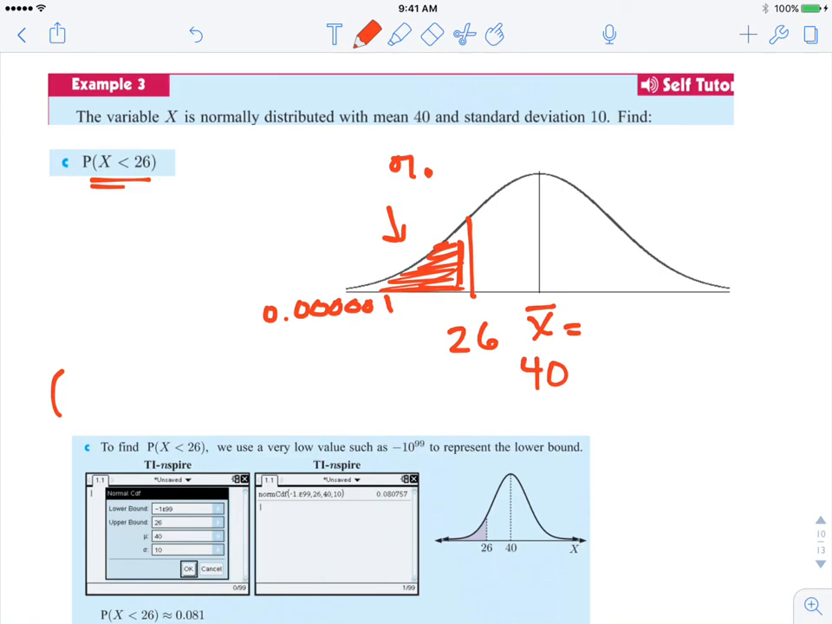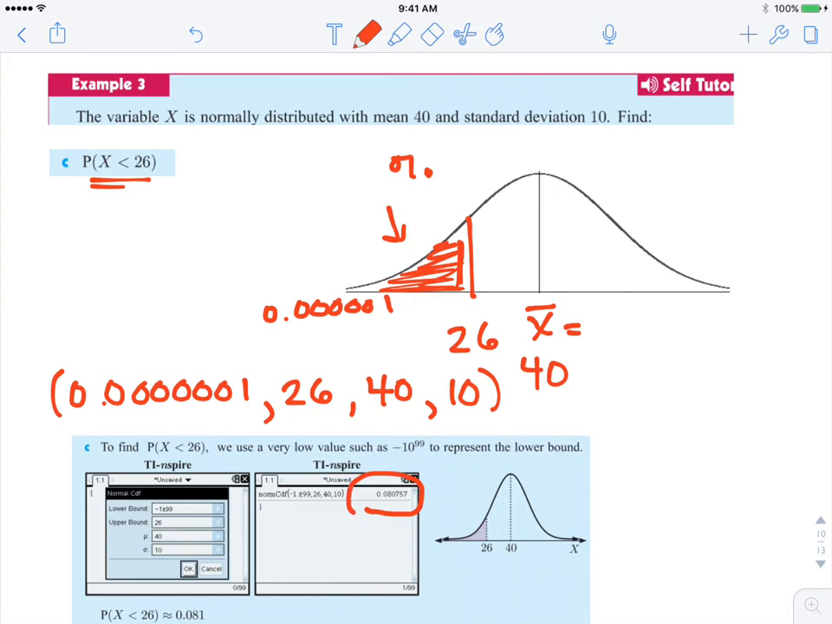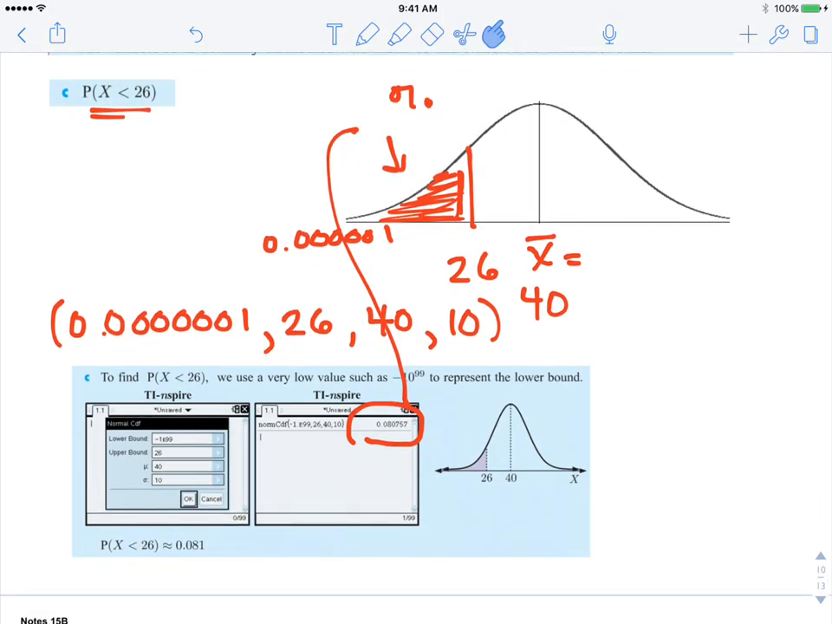So I'm going to put in 0.000001. So that'll be your lower bound. Your upper bound is 26. Your mean is 40. And your standard deviation is 10. When you're done, you're going to get that decimal value. So what that is as a percentage is approximately, moving the decimal 2 places to the right, 8.1%.